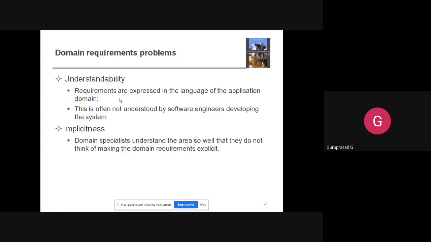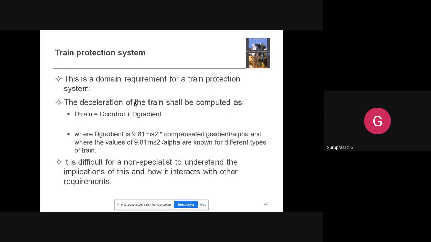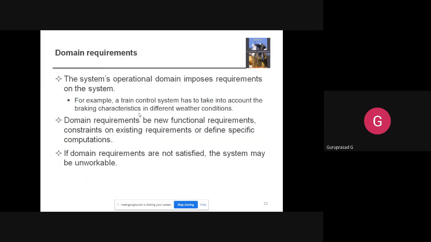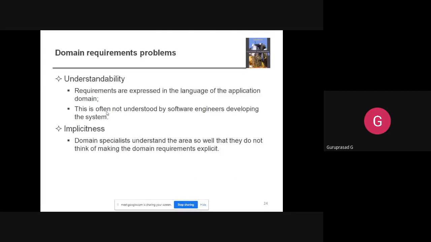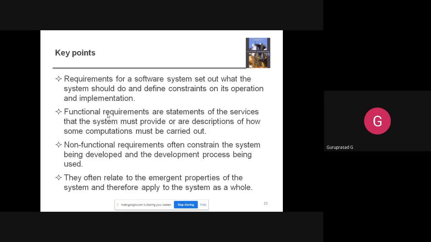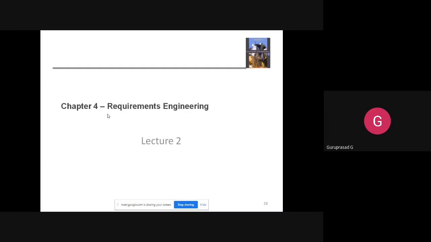So that is actually what we call the domain requirements, which come purely from the particular domain. The previous example is purely related to the train protection system, so it is a domain requirement. The braking characteristic, here he has written one formula, and this may not be understood by a software engineer. So that is all about the three types of requirements: functional requirements, non-functional requirements, and domain requirements.